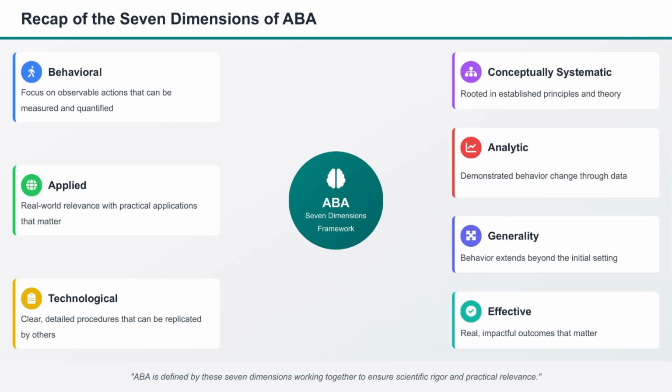The 7 dimensions are behavioral, which focuses on observable actions; applied, which highlights real-world relevance; technological, which emphasizes clear procedures; conceptually systematic, which has its root in theory; analytic, which focuses on demonstrated behavior change; generality, which suggests that behavior extends beyond the setting; effective, which emphasizes real, impactful outcomes.